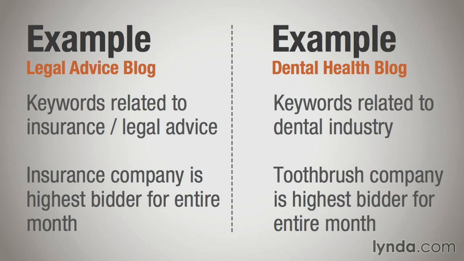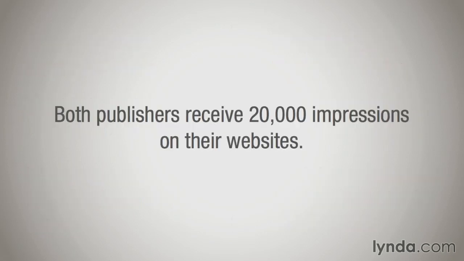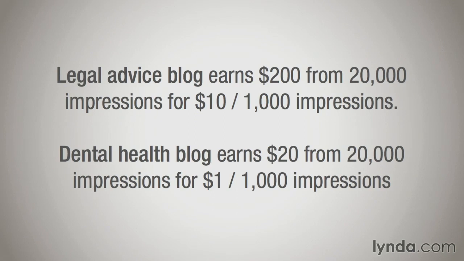Let's say that for both our insurance company and our toothbrush company, they are the highest bidders for the entire month for their respective websites. Also, let's say that both websites receive the same amount of impressions for the particular month, 20,000. Although the impressions are the same, the legal advice blog will earn $200 from the 20,000 impressions because the insurance company is paying $10 per 1,000 impressions.